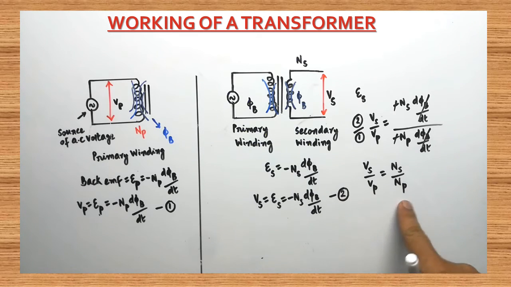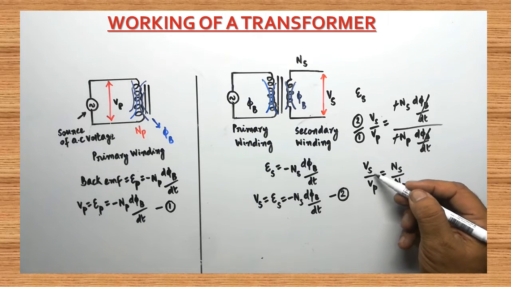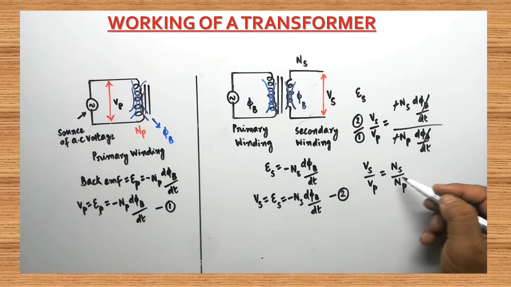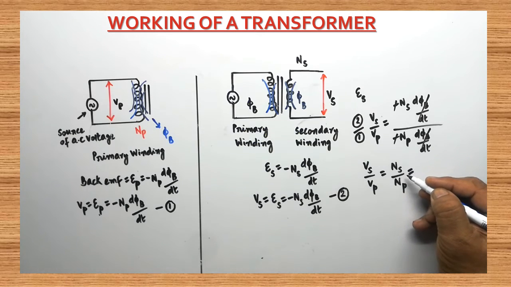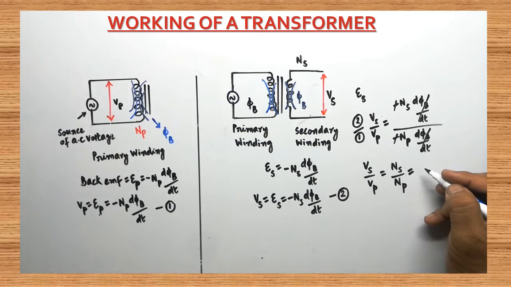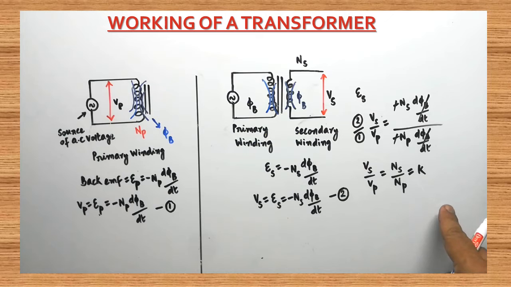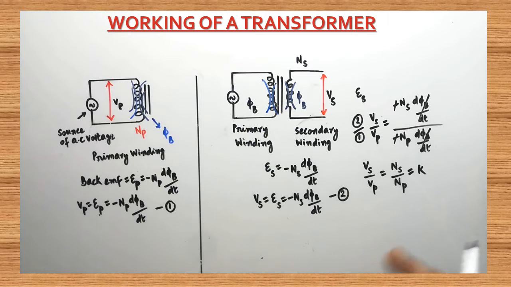Look at the ratio: the voltage across the secondary to the voltage across the primary. It's a ratio, and this is equal to another ratio. What is this? The number of turns in the secondary to the number of turns in the primary. Both will give the same result. Are you clear? This Ns divided by Np can be called a constant. That is called K. This K is called the voltage transformation ratio. That is the name of the constant K. Are you clear? Now, a few more things are to be learned.